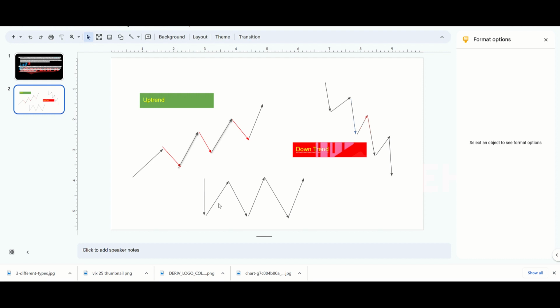And then we have the third one, which we call a ranging market, right? This market will just be moving sideways. It's not making new highs and it's not making new lows. It's just ranging between a particular line. As you can see, it has not broken above this particular line here. Let me draw this so it can be more clear.